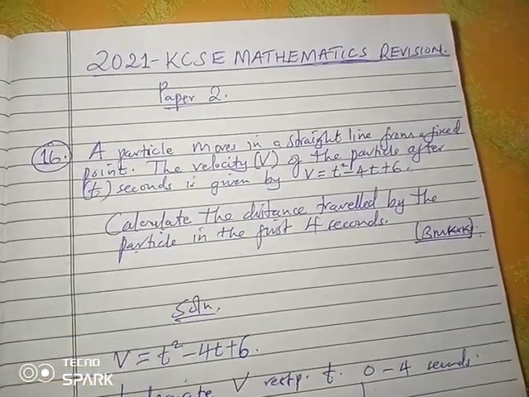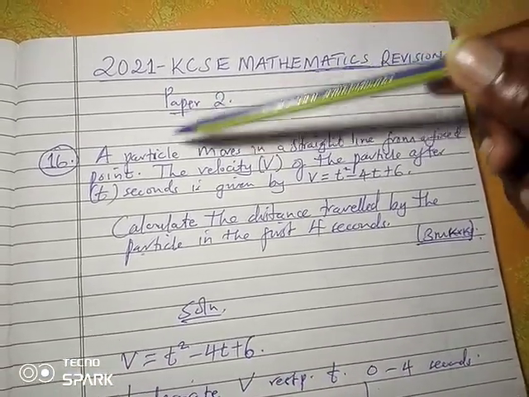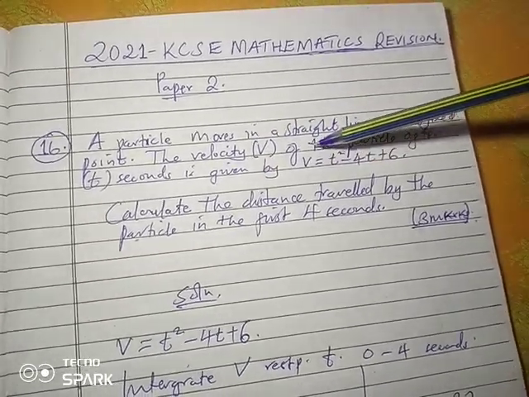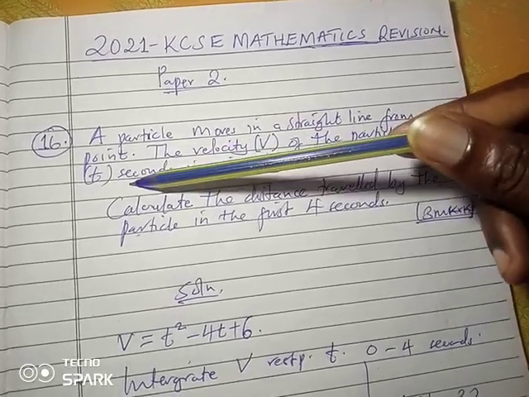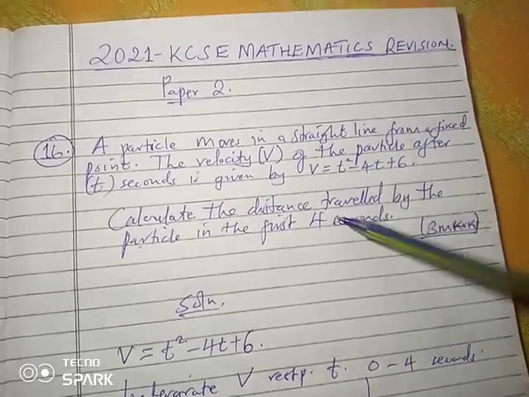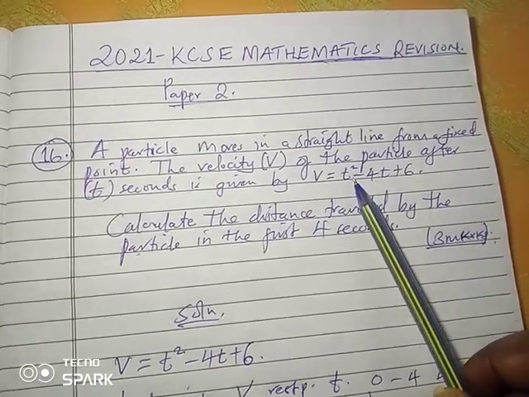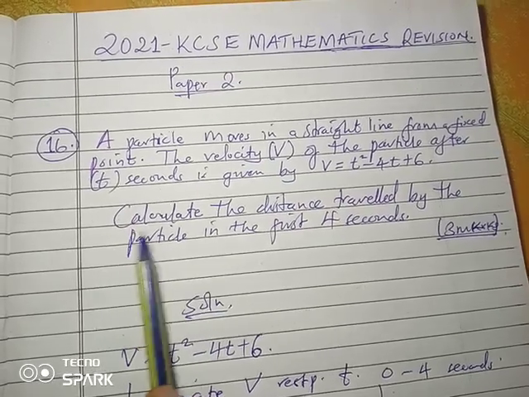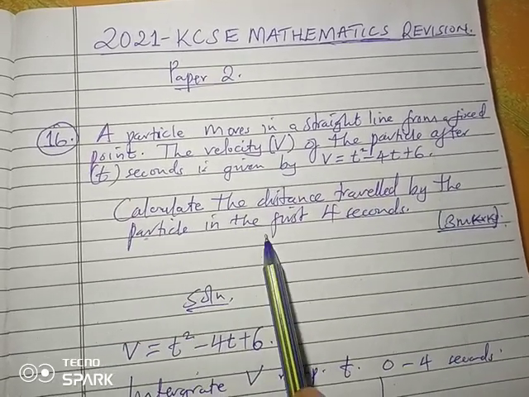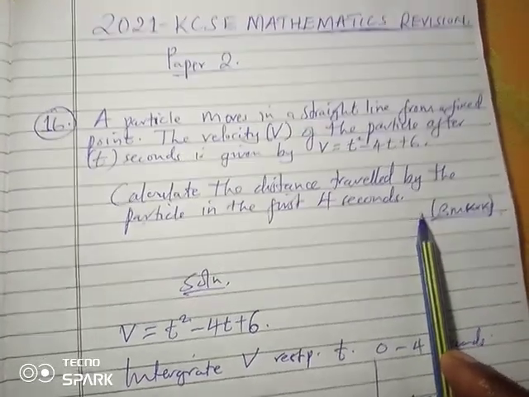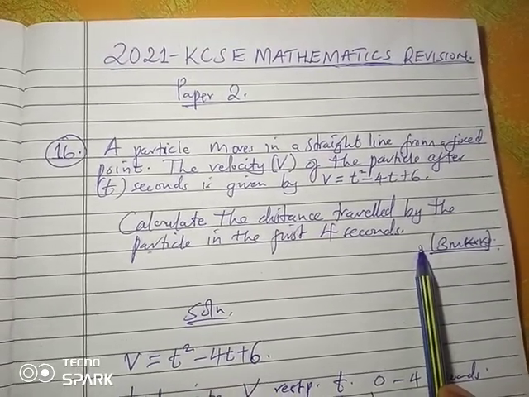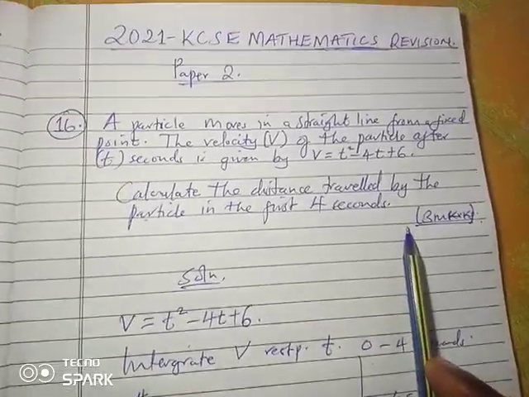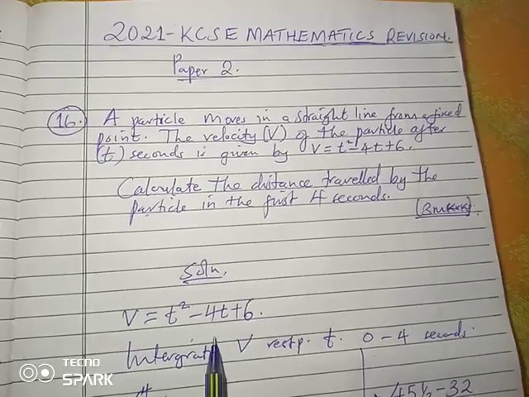So at number 16, we are told a particle moves in a straight line from a fixed point. The velocity v of the particle after time t seconds is given by v is equal to t squared minus 4t plus 6. The first question is asking, calculate the distance traveled by the particle in the first 4 seconds. So what is the question again? Still touching on integration. So coming down to my solution, I have done it.